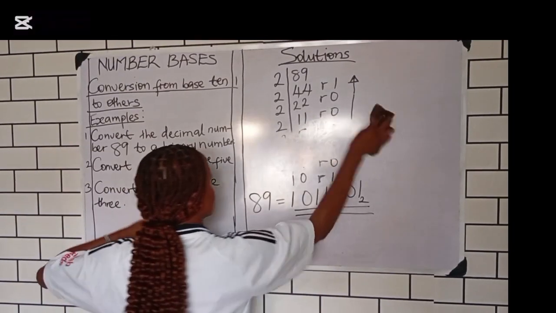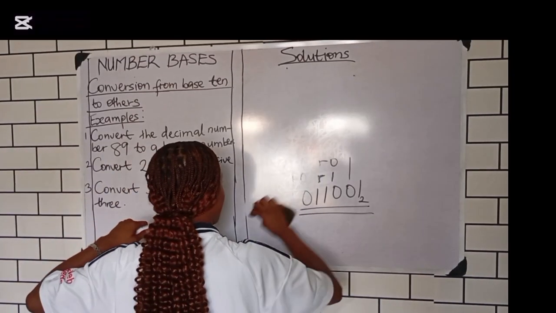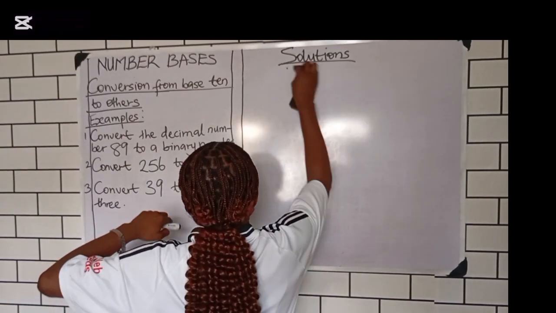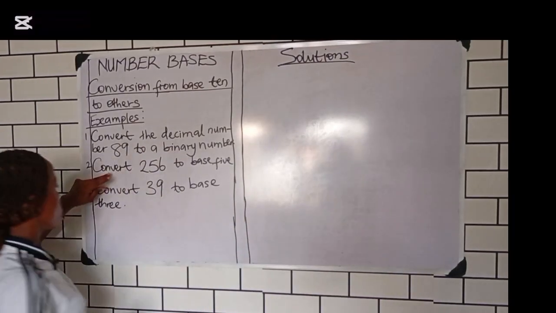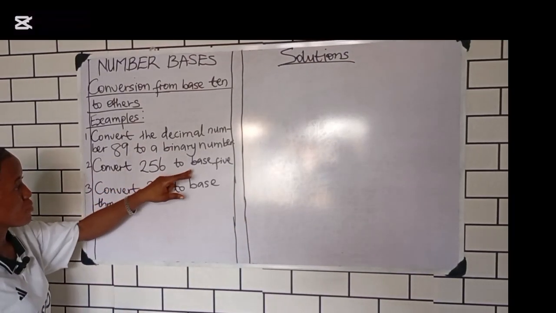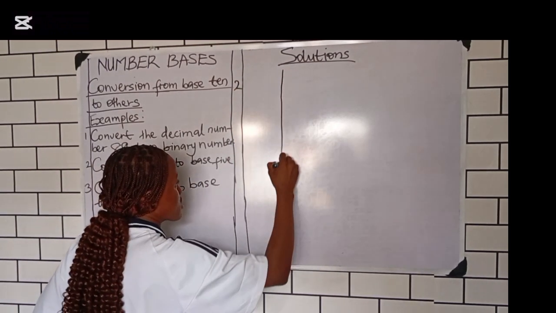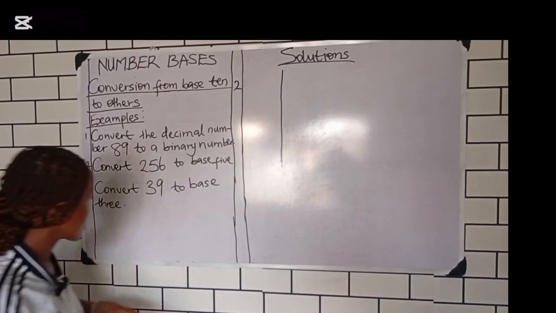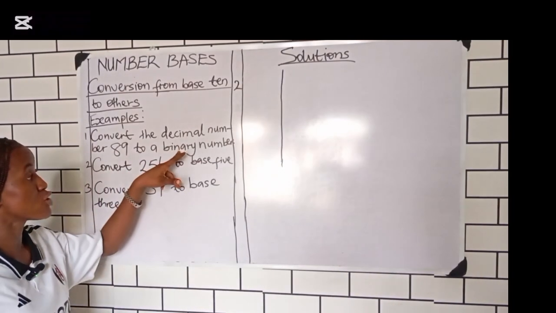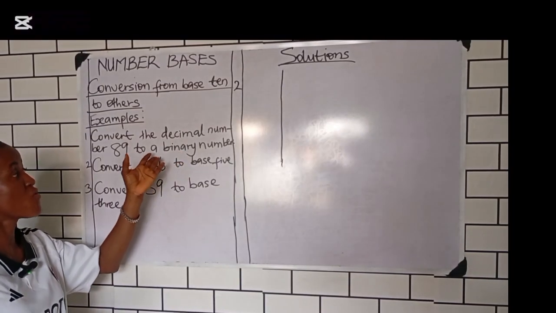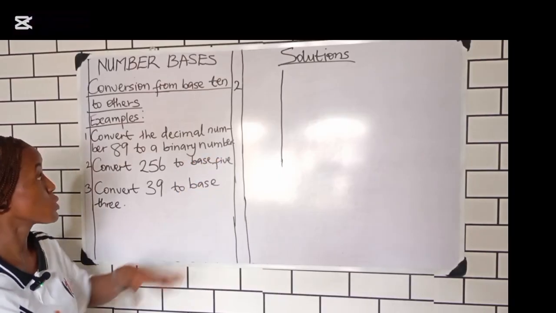Question number 2. They say we should convert 256 to base 5. Since they are asking us to convert it to base 5, here we will be dividing by 5, no longer 2. The reason why we divided by 2 in the first one is because they were asking us to convert it to binary. Here it is base 5, no longer binary.